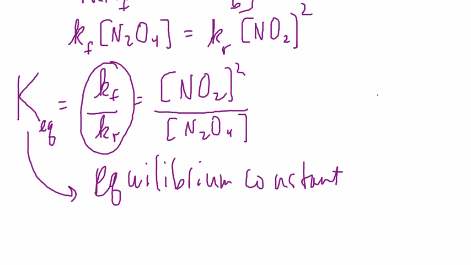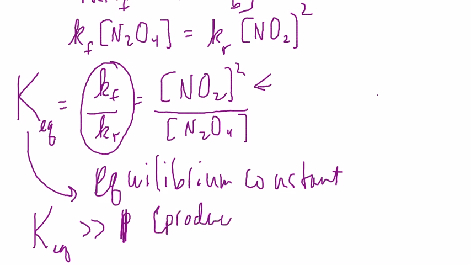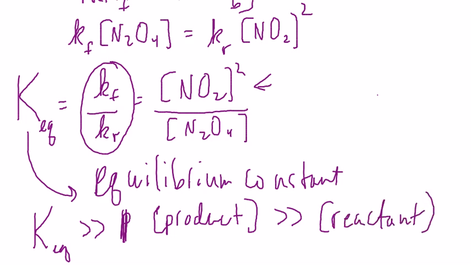If KEQ is a large number, greater than 1, what that means is the product concentration is much greater than the reactant concentration at equilibrium, because that means the numerator is much greater than the denominator in this ratio.